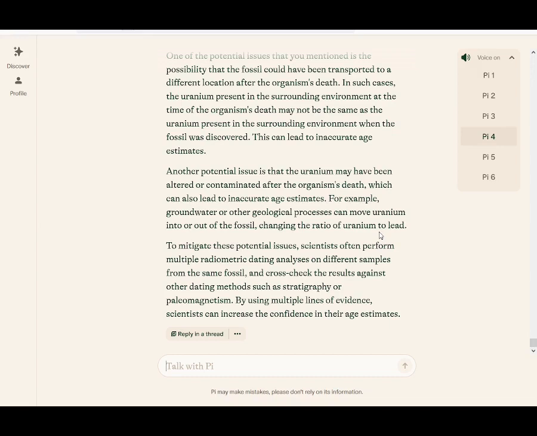For example, groundwater or other geological processes can move uranium into or out of the fossil, changing the ratio of uranium to lead. To mitigate these potential issues, scientists often perform multiple radiometric dating analyses on different samples from the same fossil and cross-check the results against other dating methods such as stratigraphy or paleomagnetism. By using multiple lines of evidence, scientists can increase the confidence in their age estimates.